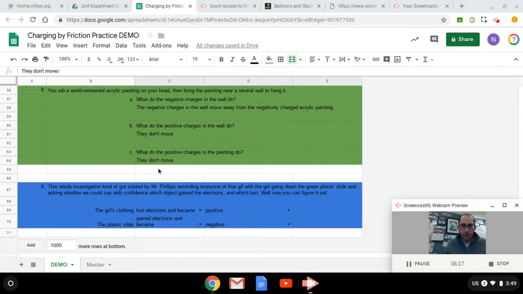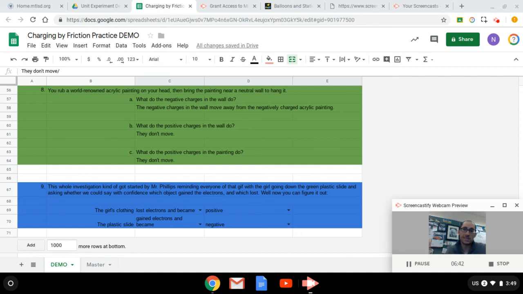Lastly, what brought us here in the first place? To this investigation, the girl on the slide, the GIF. The girl's clothing. We asked, the girl slid down the slide. She gets charged, her clothes get charged, and then the slide gets charged. Which one gains electrons, which one loses?